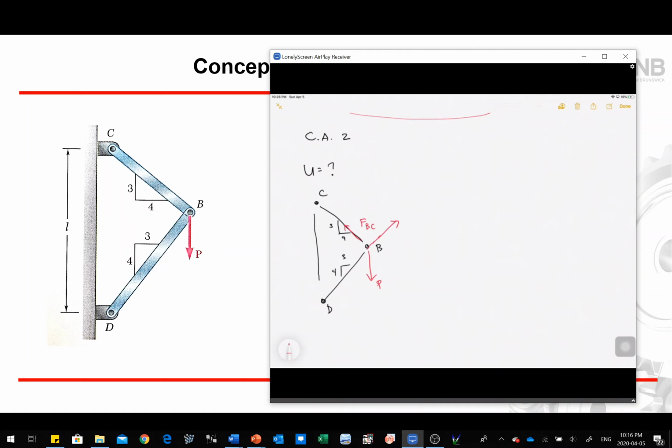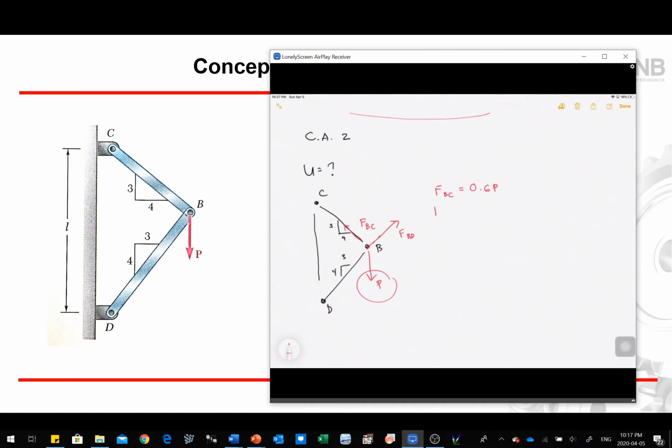So this should be FBD. Now we have this force system, and then you can calculate the equivalent force in BC and FDB. I'll trust you can still remember your mechanics of materials 1. So in this case, we can say that our FBC, that's our force in BC as a result of P, is equivalent to 0.6 the amount of P.